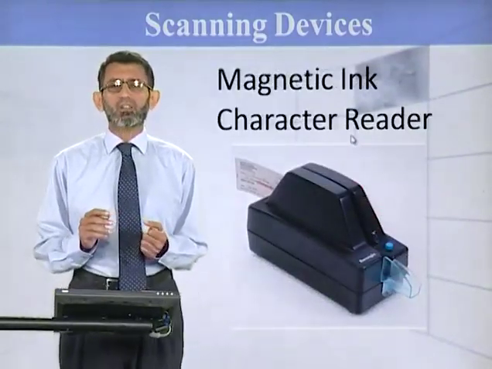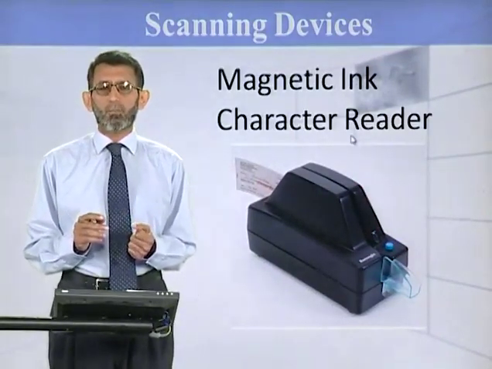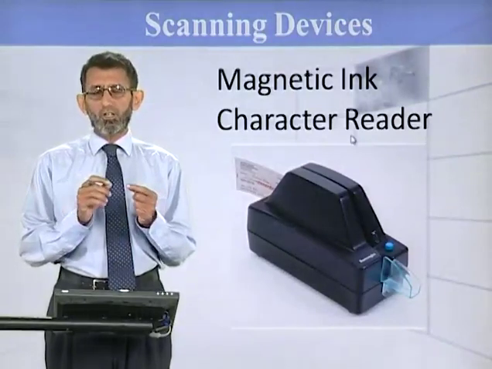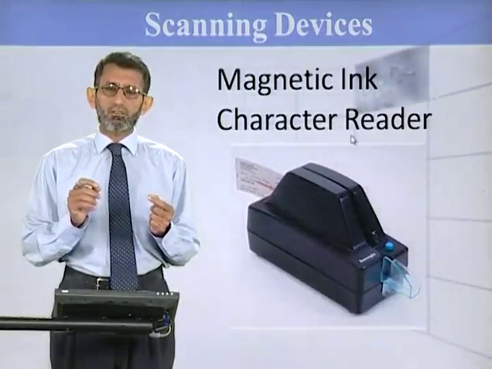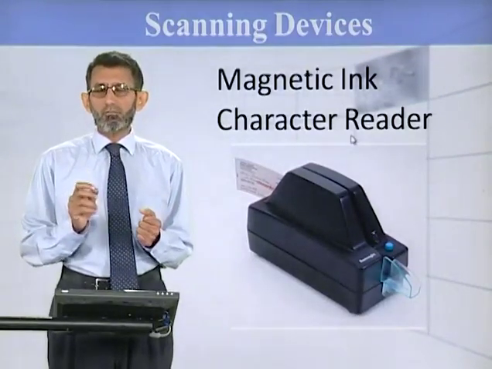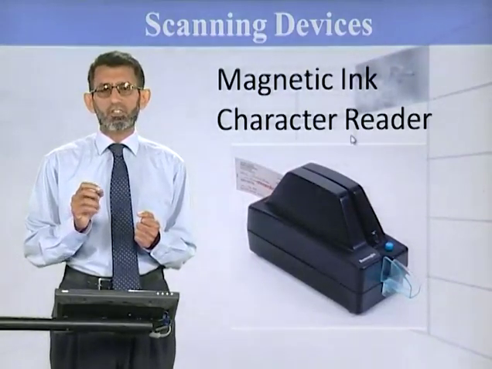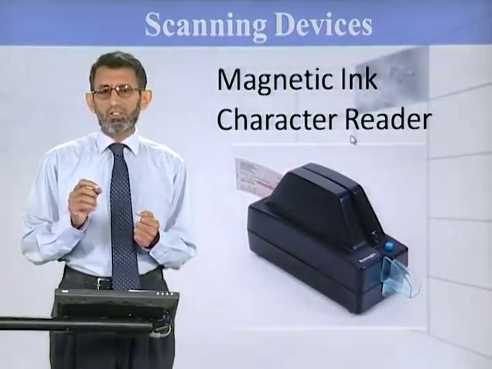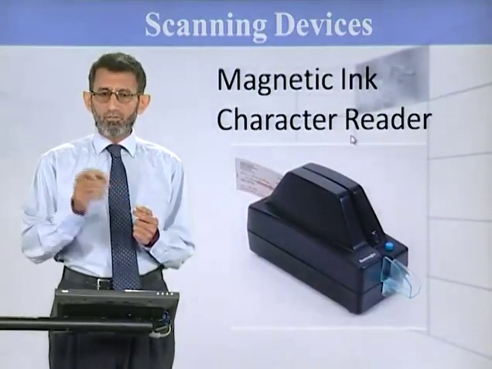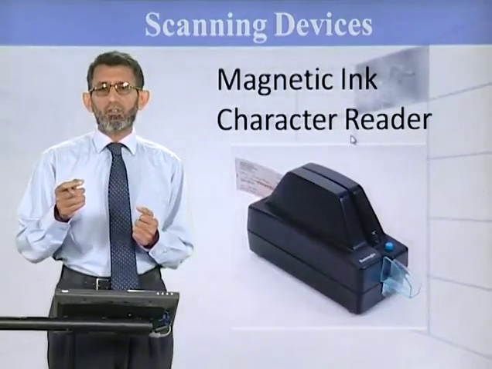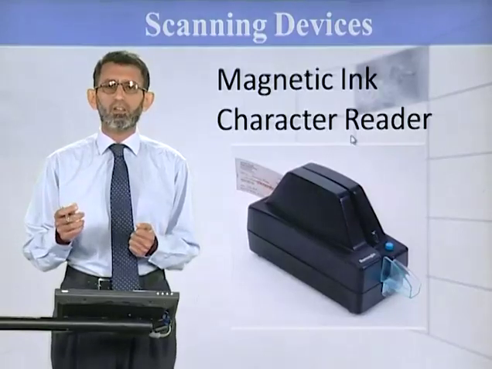Then we have magnetic ink readers. Magnetic ink readers are usually used by banks. If you notice, in the bottom of the check, the number of the check is written. The ink used in the number is a special ink which contains iron oxide. This iron oxide is magnetized when it passes through the reader, and the reading head detects the pattern of the magnetized ink and converts it into a number.